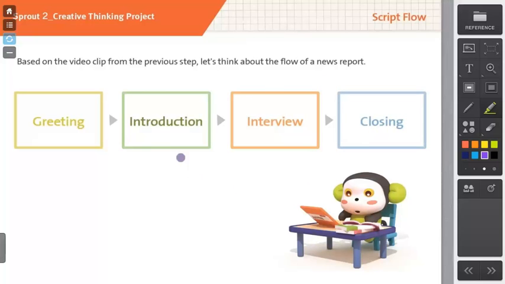So to cover the script flow, again, I would say just spend about 3 minutes tops. And then you're ready to move on to the last part of the creative thinking project.